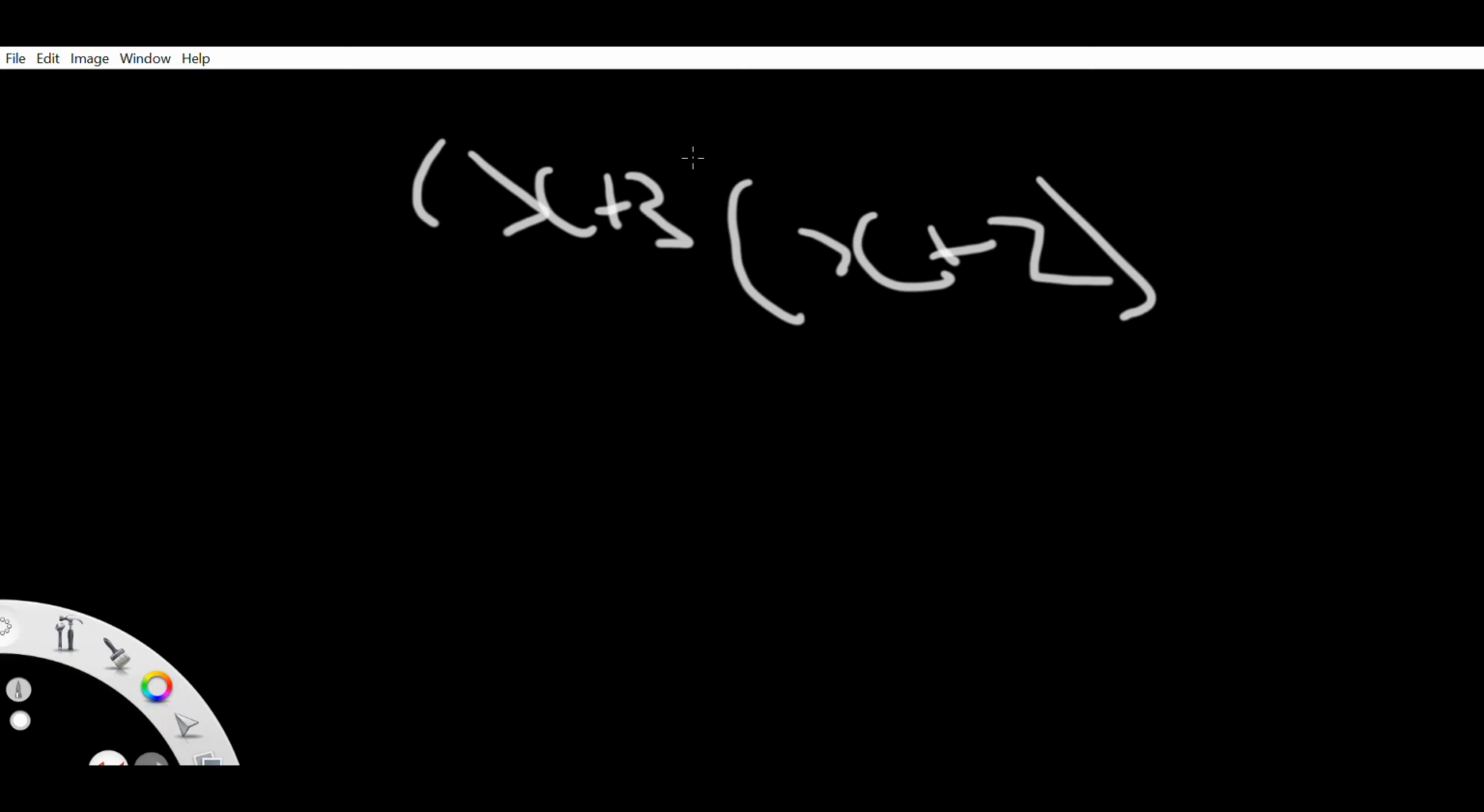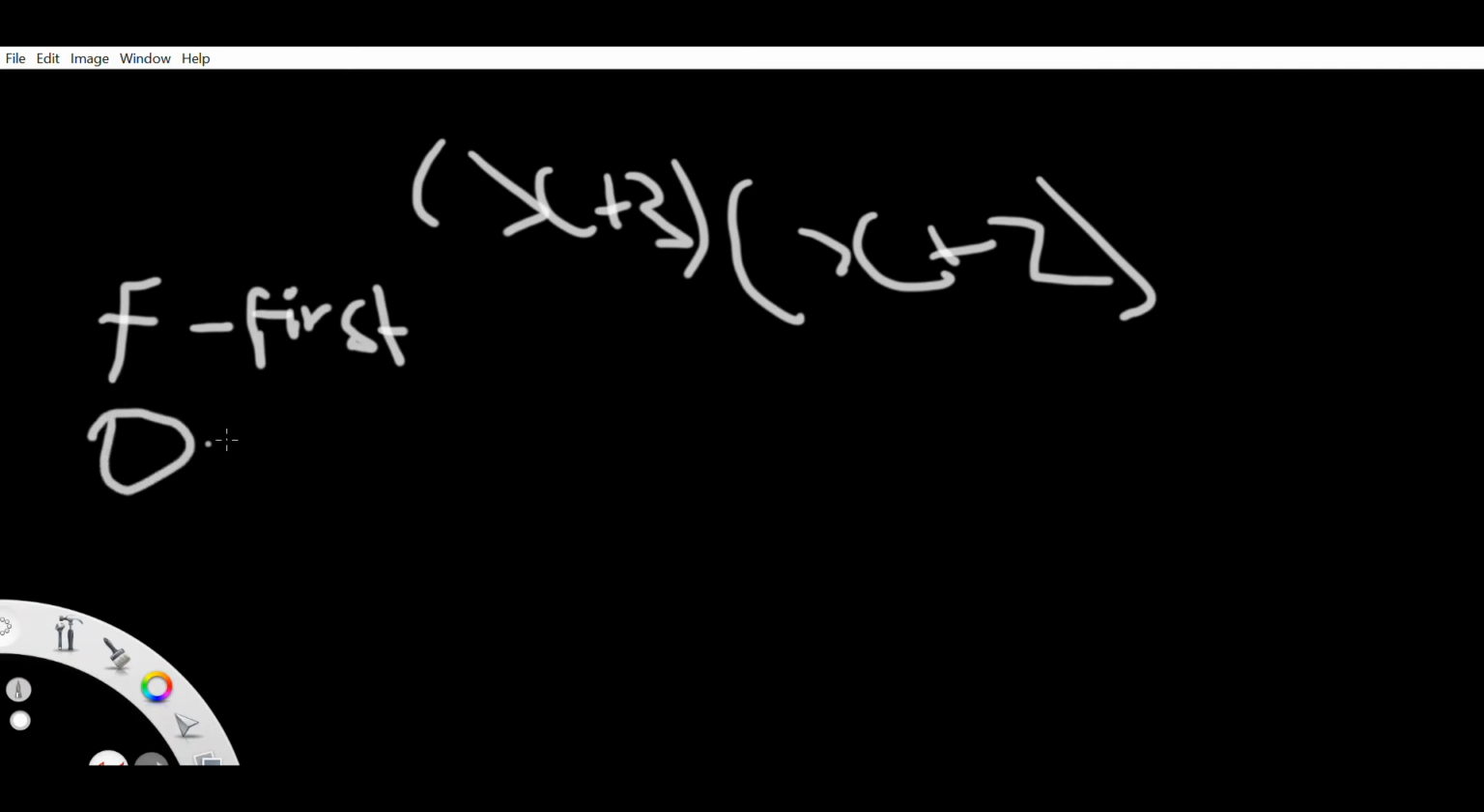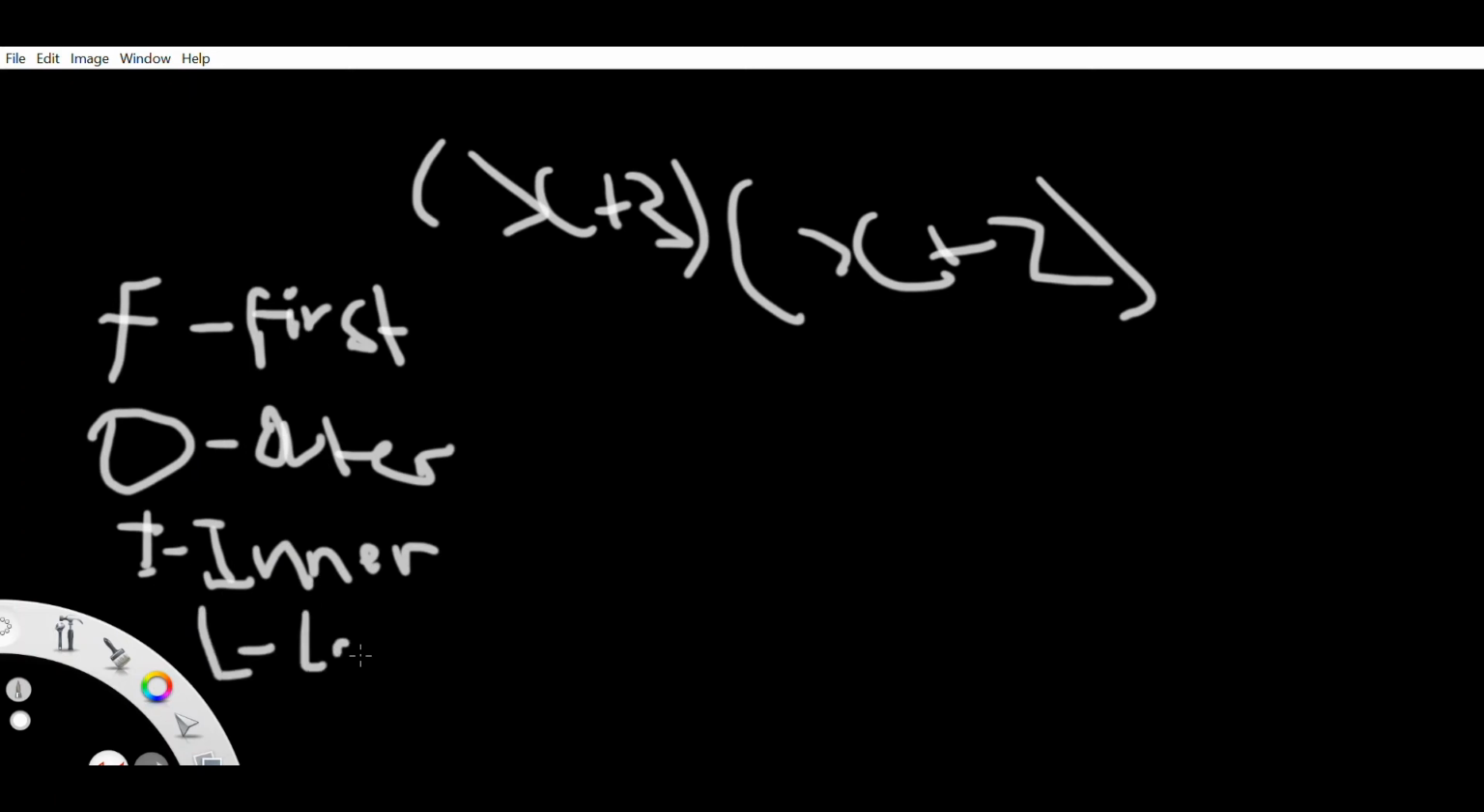There's a specific way to multiply two binomials with each other. So we have x plus 3 into x plus 2. This method is called FOIL. F means first, O means outer, I means inner, and L means last.